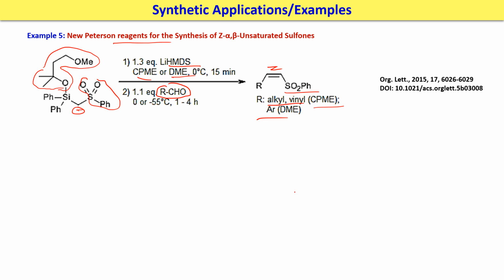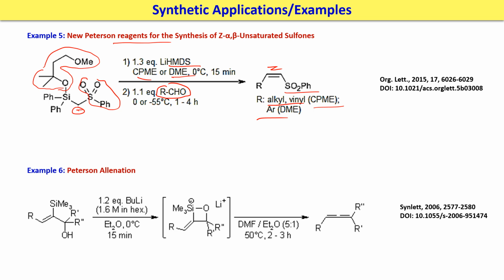So this type of special reagent is only producing this type of Z compounds, that is Z alkene. Z alkene or E alkene, all these detailed discussions you will find in part 1. So if you are interested, please watch part 1, because here I am focusing only on the examples. Next example, Peterson allenation. Allenation means if you look at the final product, there is an allene, right? So that is why it is allenation.